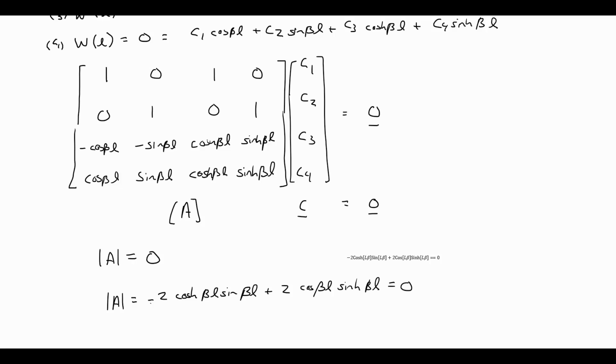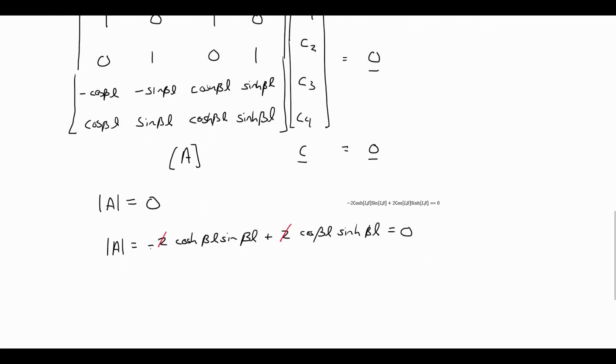All right, so I have these 2's I can cross out right away. That's going to make this a little bit easier. And I can also reduce the number of trig and hyperbolic terms. For example, again, the right-hand side is 0 here. I have a cosh times a sine, and I have a cosine times a sinh. So what I'm going to do is divide both sides, left and right, by a cosine term: I'm going to divide this by cosine beta L and this by cosine beta L.